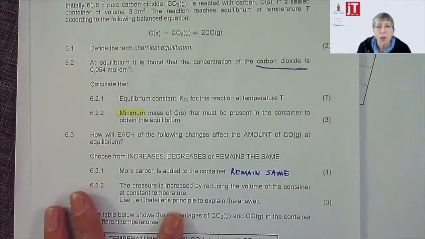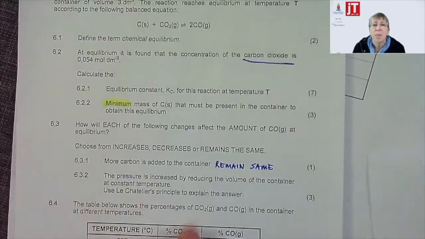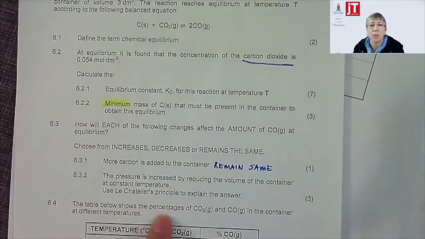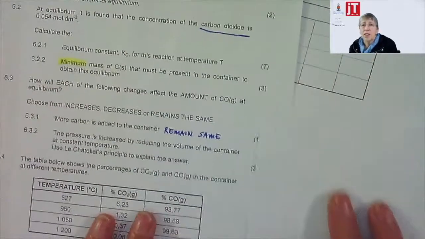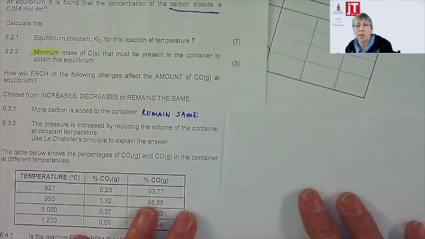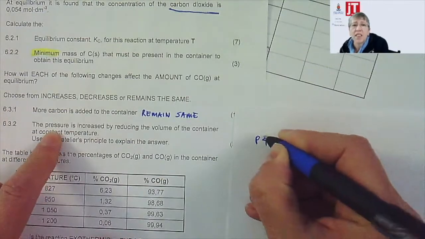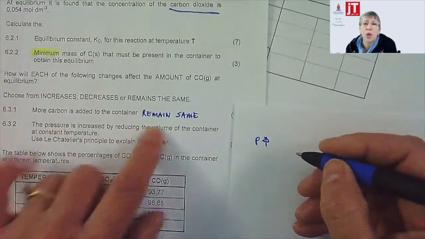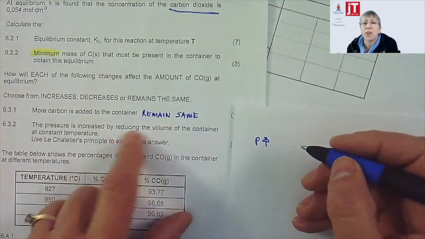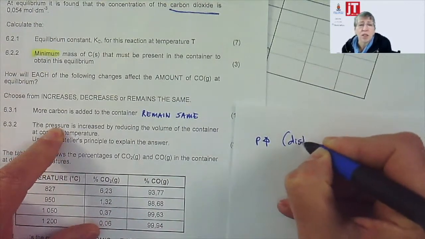Right, next I'm moving on to pressure. If the pressure is increased by reducing the volume of the container at constant temperature, use Le Chatelier's principle to explain. Right, so the first mark is for what's happening to CO, but that's the last thing that I'm going to be able to give them. Right, so let's start off. They are telling me they are increasing the pressure. Remember Boyle's law, volume and pressure are inversely proportional. So if I reduce the volume, the pressure will increase. So that is the disturbance.